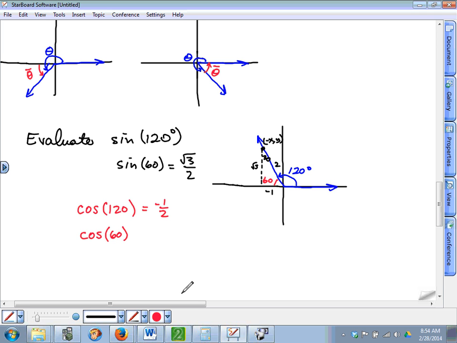Isn't there like cosine is always negative? Yeah, I'm going to talk about that in just a second. You're right, though.